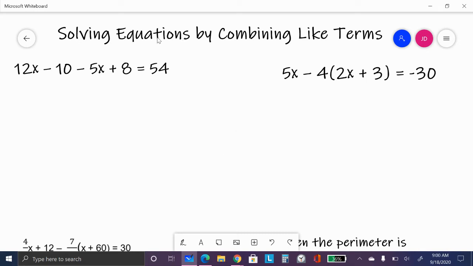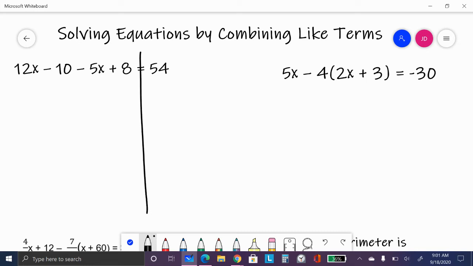So in these two problems, we have an equation. Whenever we're solving for a variable, I'm going to draw my line down the equal sign, and then I look on each side and see if there are any like terms. What is considered a like term would be 12x and negative 5x. I circle those, 12x and negative 5x, because I can combine them. 12x minus 5x is 7x.